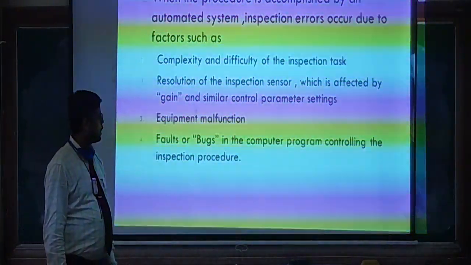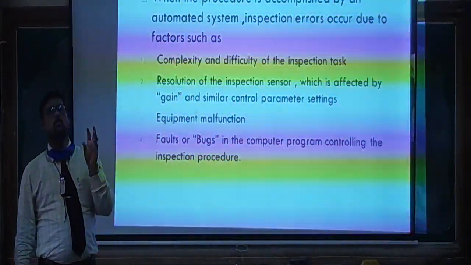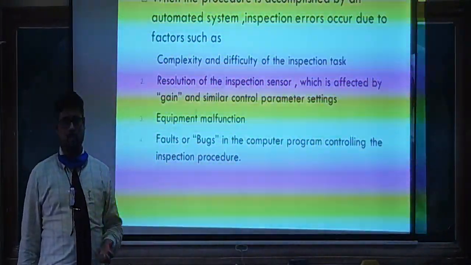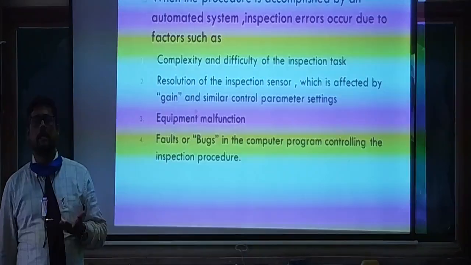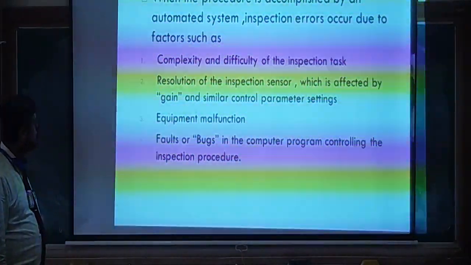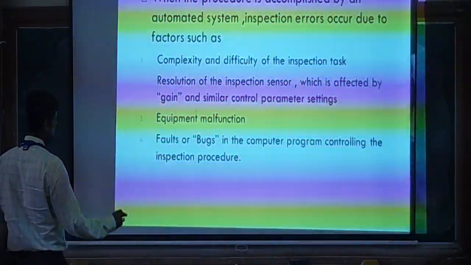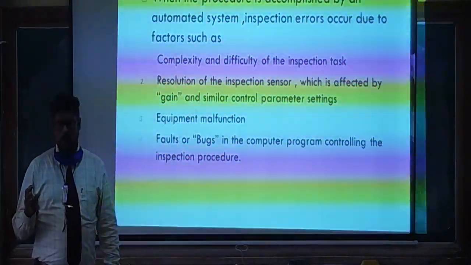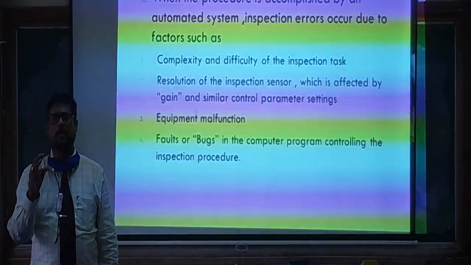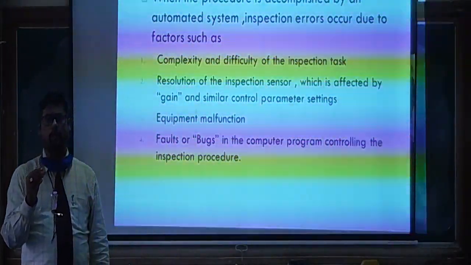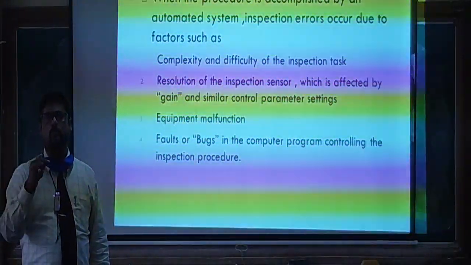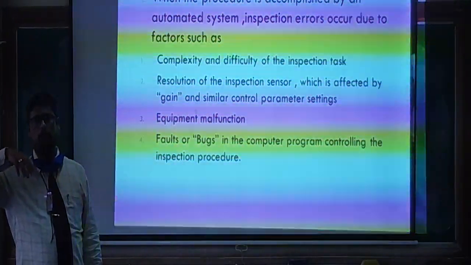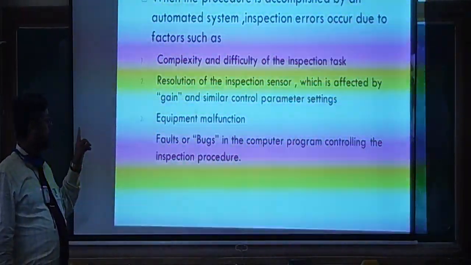Third one is the equipment malfunction. Whatever the equipment is there, if it is malfunctioning, then also the error increases. Say in the CMM, if you are taking that particular ruby rod, the probe, where you are going to attach that particular probe, if it is malfunctioning, then it will give the error.